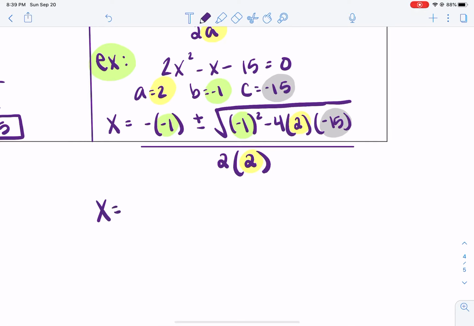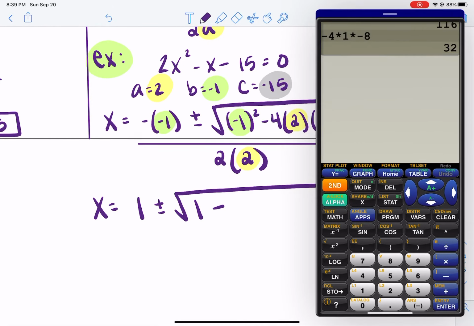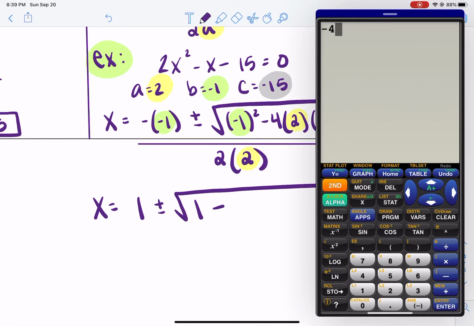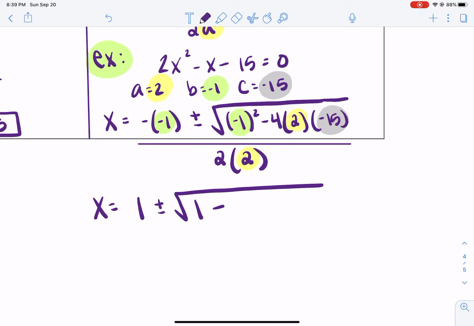So x is equal, and we've got a negative 1 now. So that's going to become a 1. The square root. So negative 1 squared. Well, that's negative 1 times negative 1. So that becomes a positive 1 minus. Now we've got 4 times 2, negative 4 times 2 times negative 15. So that's 120. So I'll put that there, plus 120, all over 2 times 2, which is 4.